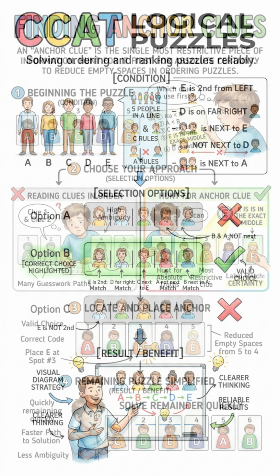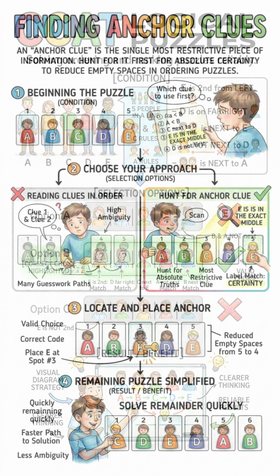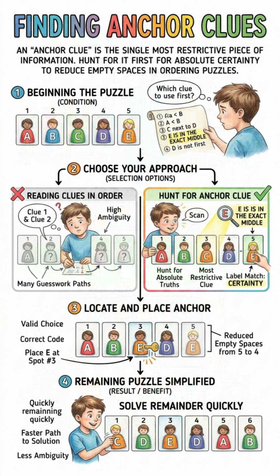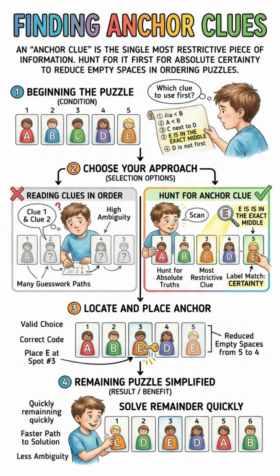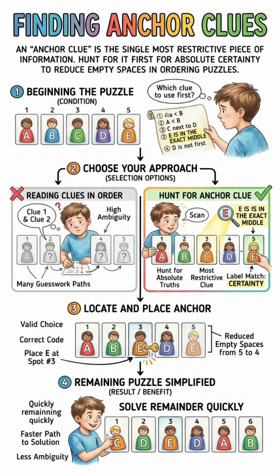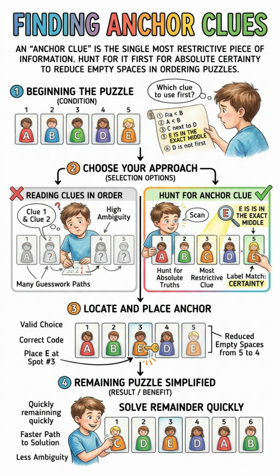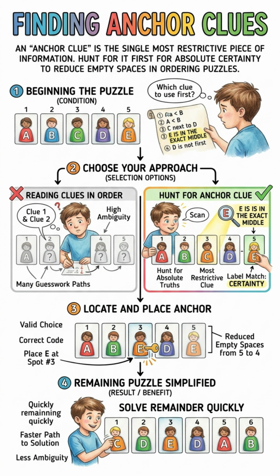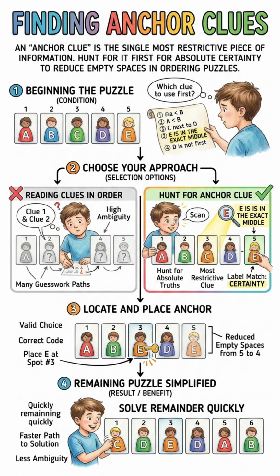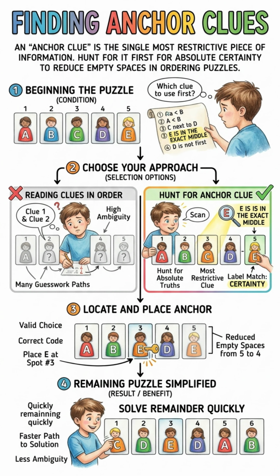When building your diagram for an ordering puzzle, you must always look for the anchor clue first. The anchor clue is the single most restrictive piece of information given, such as stating that John must stand in the exact middle spot. Once you lock John into that middle dash, the rest of the puzzle becomes significantly easier because you have reduced the number of empty spaces. Never start reading the clues in order, but intentionally hunt for the anchor clue that provides absolute certainty.